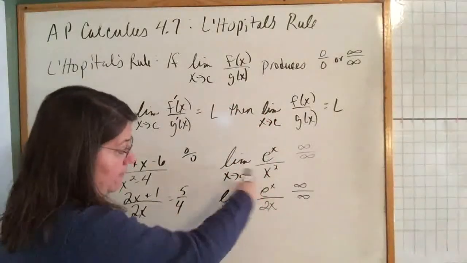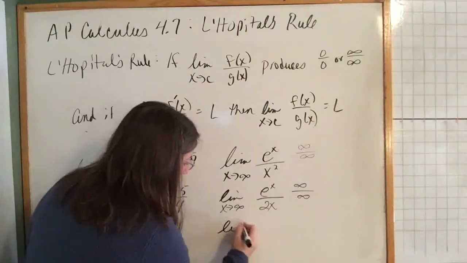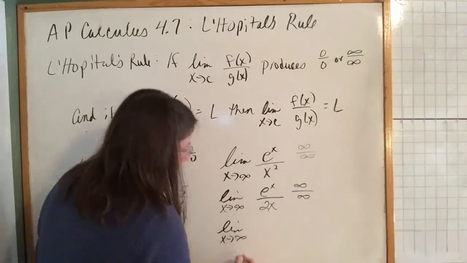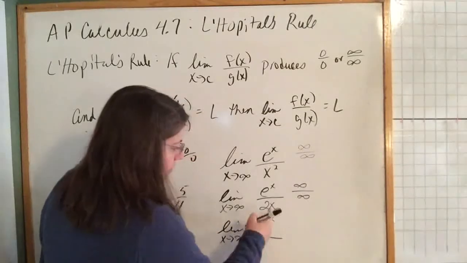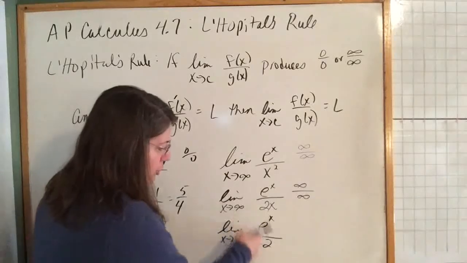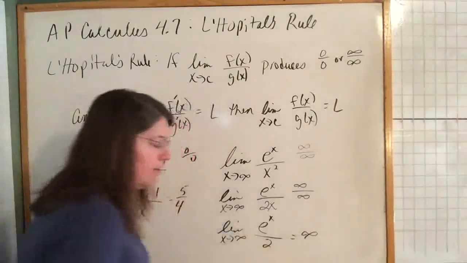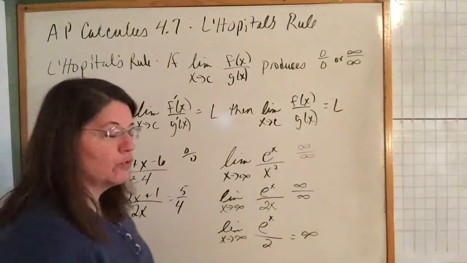Now I just take the derivative of our new function that we have. So the limit as x approaches infinity, again, the derivative of e to the x is e to the x. The derivative of 2x is 2. Now I have infinity over 2, which gives me a limit of infinity. So our answer here is infinity. We use L'Hopital's rule twice.